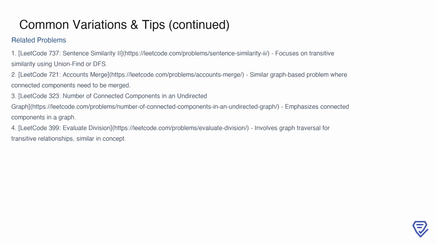LeetCode 323, Number of Connected Components in an Undirected Graph, also emphasizes identifying connected components, which is a key skill for solving this problem effectively. Finally, LeetCode 399, Evaluate Division, involves graph traversal to calculate relationships, such as determining how two variables are connected through a series of equations. These problems all share the common thread of leveraging graph-based algorithms to solve real-world challenges, so practicing them can help reinforce the core concepts.